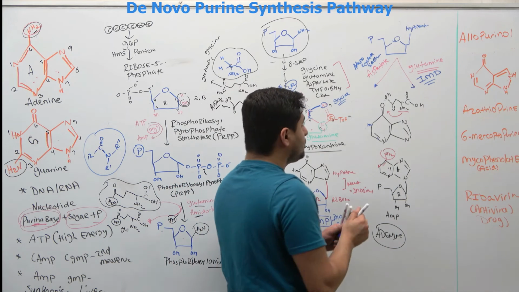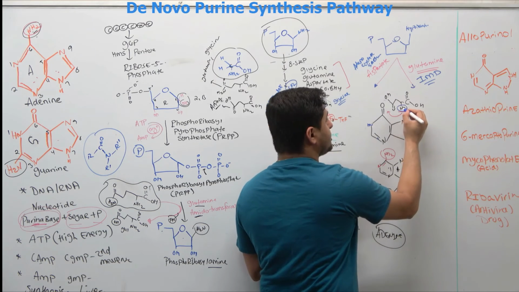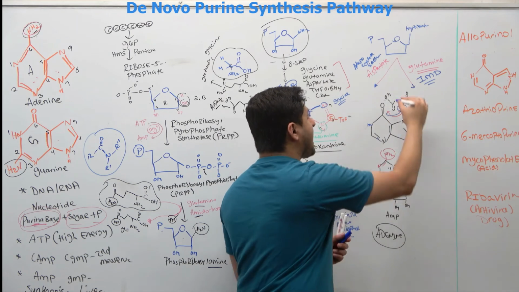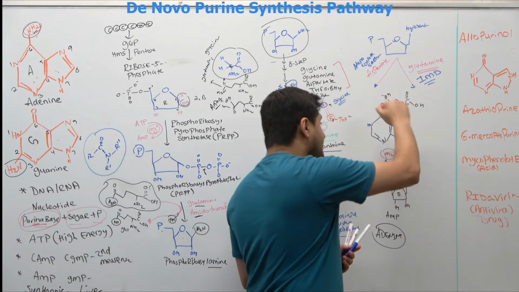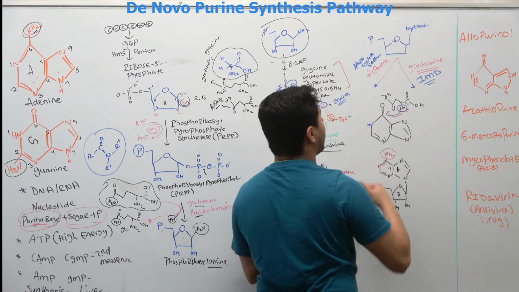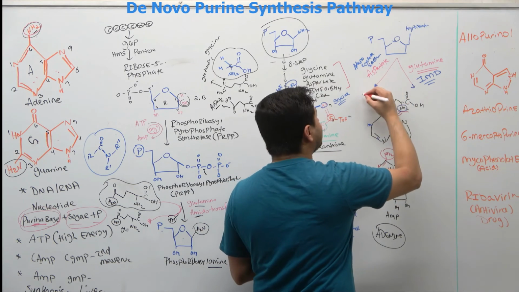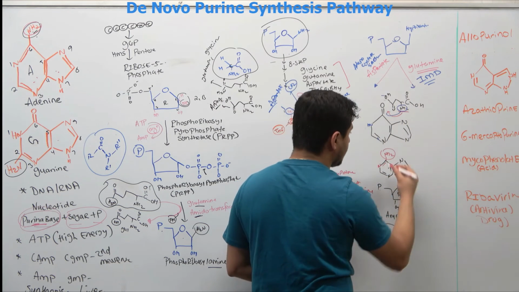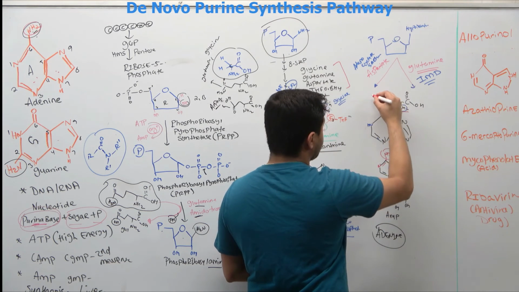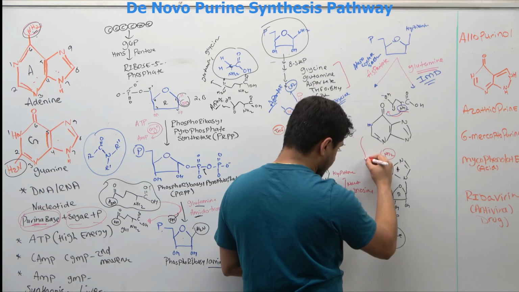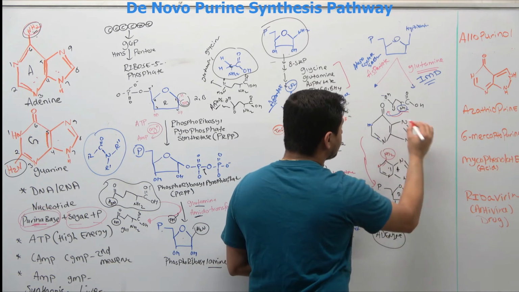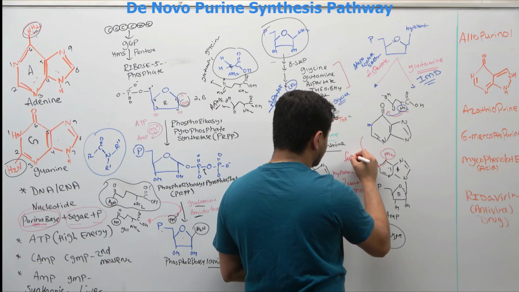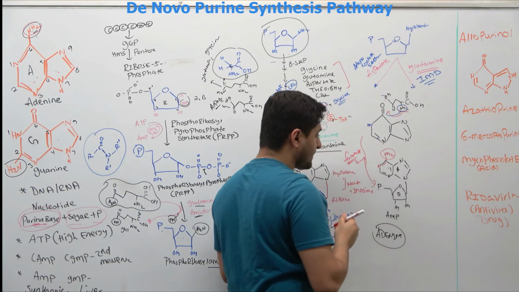What are you doing? You brought this amine group from here. But then what happens to the rest of the compound? The rest of the compound will leave because there's an enzyme called adenylosuccinate lyase. So basically in this process, going from this to this, it will cleave off in the form of fumarate.